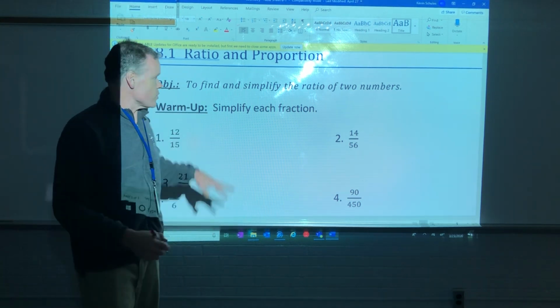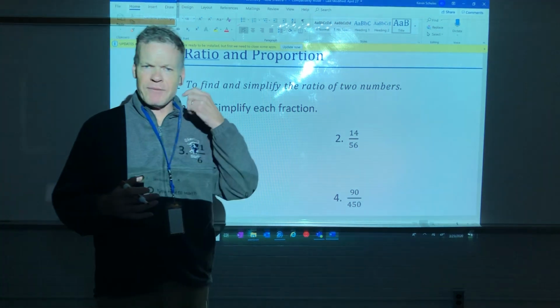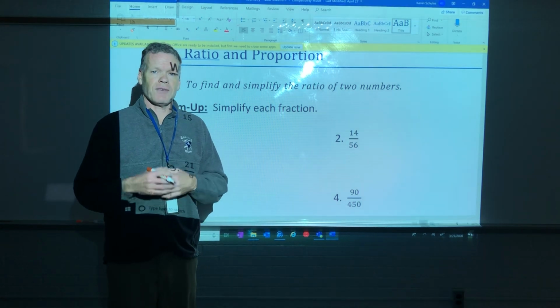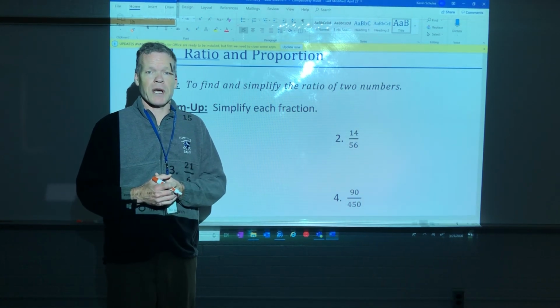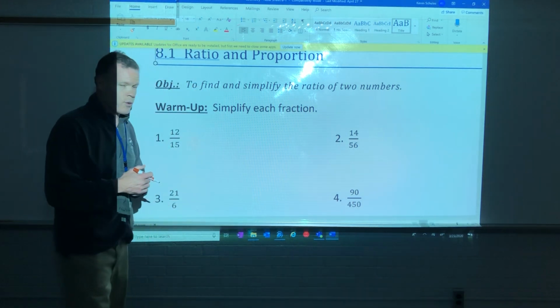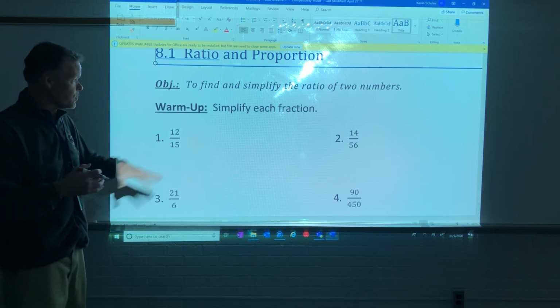Okay guys, today we're going to start with 8.1 ratio proportion. Again, a lot of you guys have been taking advantage of this. If you have any questions, definitely get to me via email. I've been able to answer a lot of your questions, and I think it's really worked out well. First we're going to go over ratio and proportion, and how it relates eventually to different figures. First we're going to look at our warm-up here.